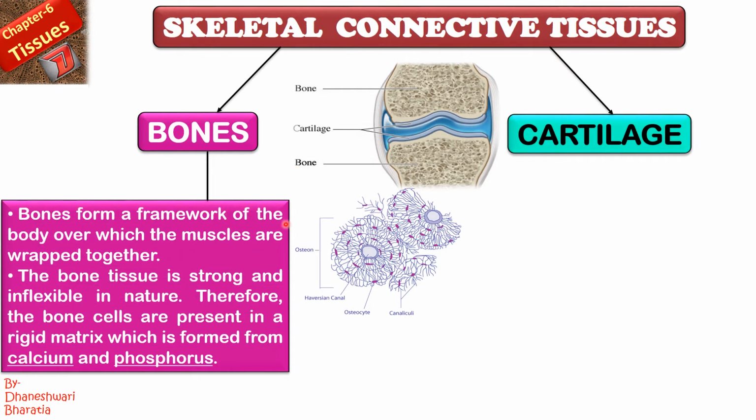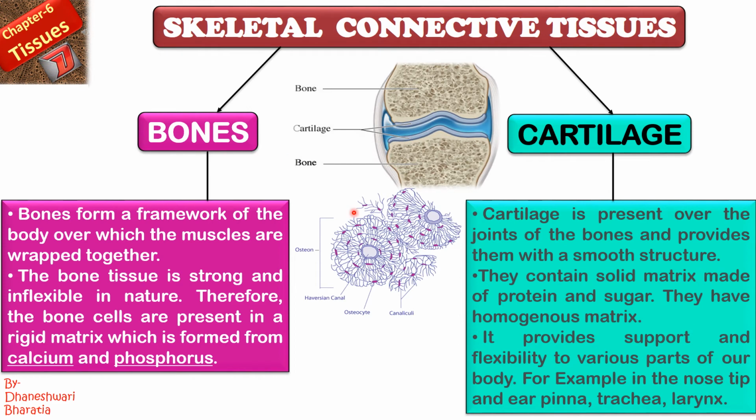Bones form a framework of the body over which the muscles are wrapped. The bone tissue is so strong and inflexible in nature. Therefore, the bone cells are present in a rigid matrix which is formed from calcium and phosphorus. I have underlined these two terms, which means it is very important. The bones are made up of calcium and phosphorus. They are very strong and inflexible in nature. The flexibility of bones is only because of muscles.